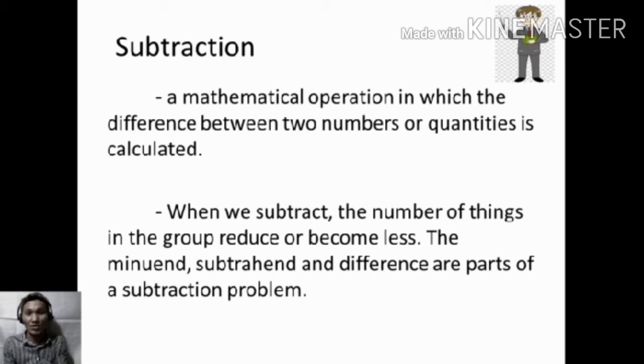I have here the example. So subtraction is the inverse of addition. Here is the example, 2 minus 1. So 2 objects minus 1.